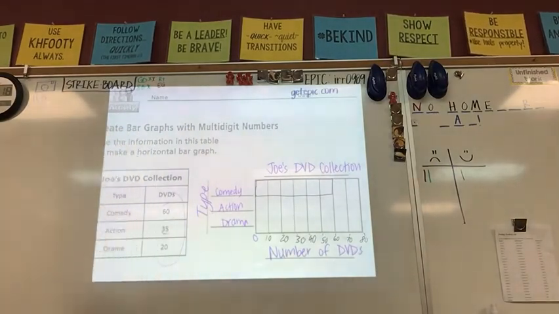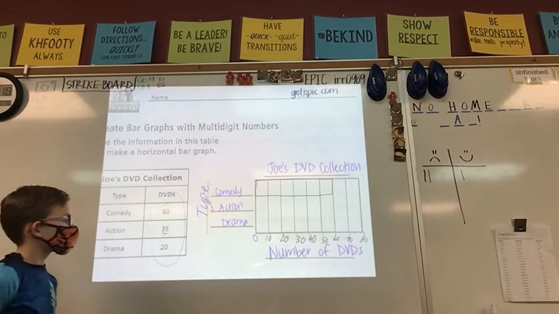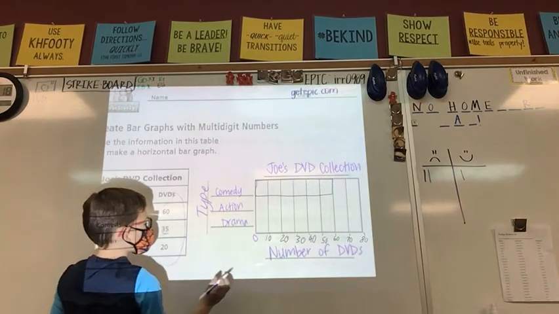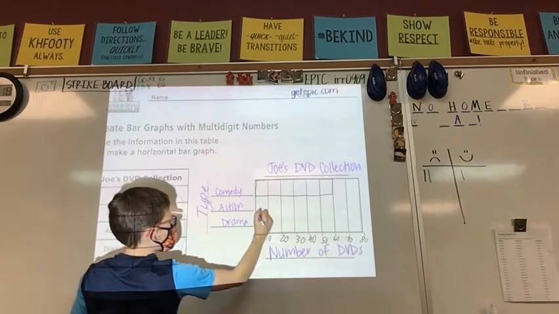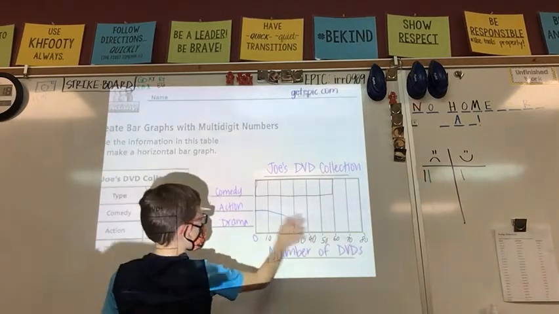Who would like to make my action bar? There's 35 action. Emerson, come on up. Don't worry, we're going to have another bar graph after this. You'll all get a chance. There's 35 action, which we already discussed. It would fall, everybody, between 30 and 35, 40.